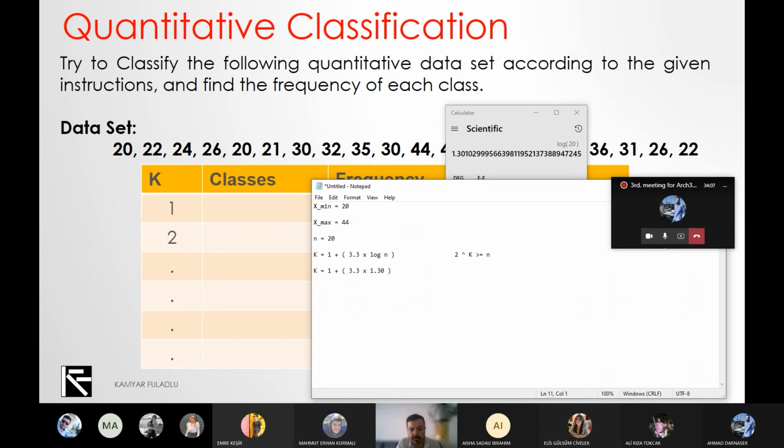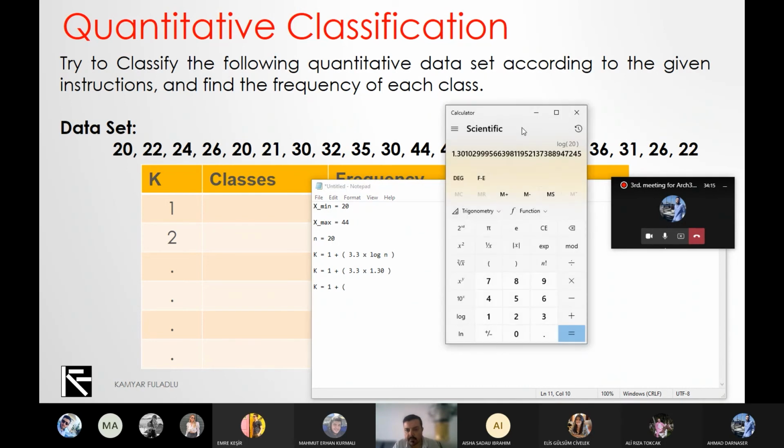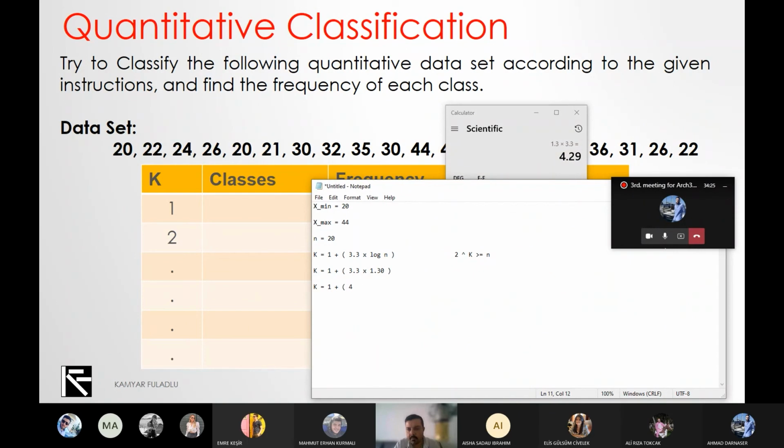Now going to solve it. K equal to 1 plus, let's find the result of this multiplication, let's say 1.30 multiplied by 3.3, it becomes 4.29, and I close my parenthesis. The result is almost equal, let's say like this, K equal to 5.29. This is our K.